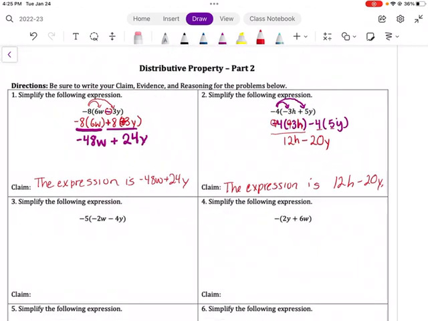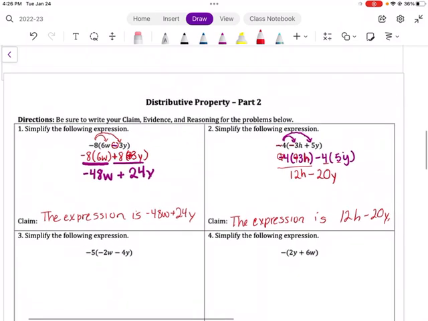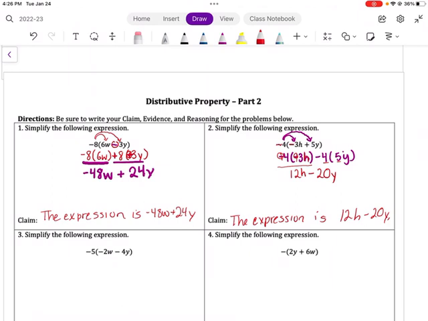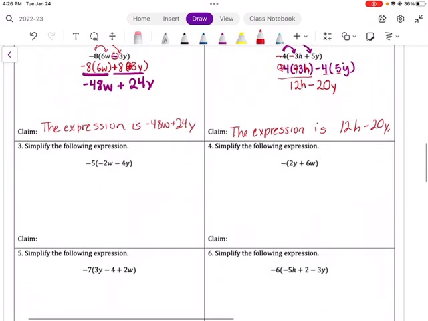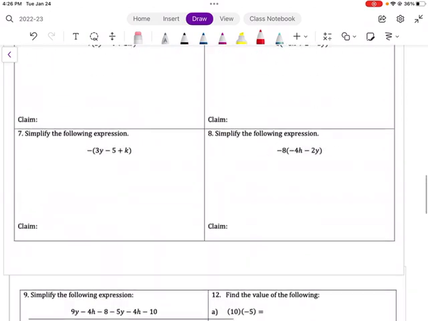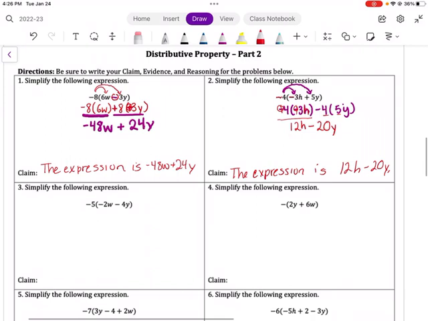All right. Just remember, you're multiplying. Got to be careful with those negatives. Okay? Every two negatives make it positive. You're multiplying the numbers that are inside the parentheses with the numbers that are outside the parentheses. All right? Good luck. You'll do amazing.